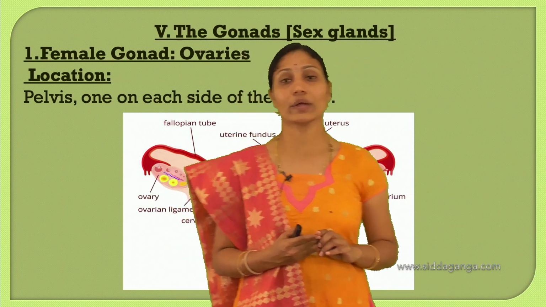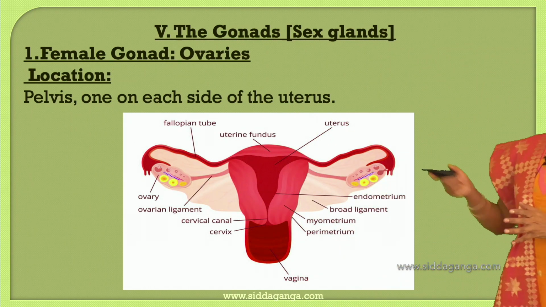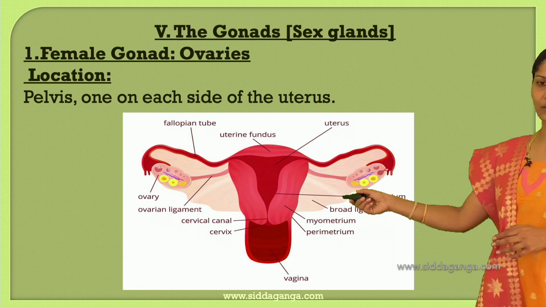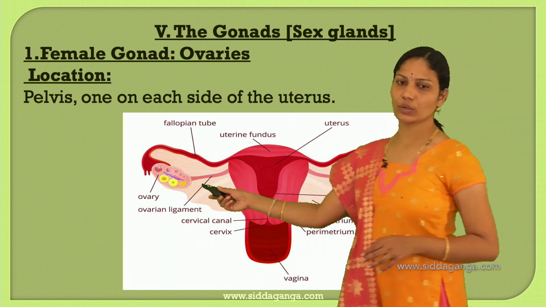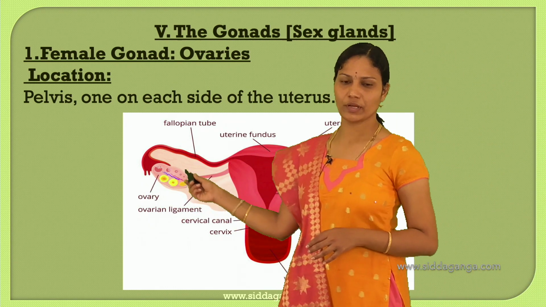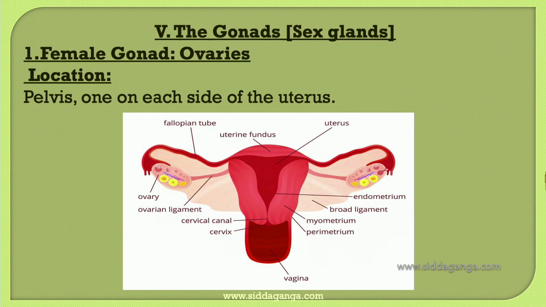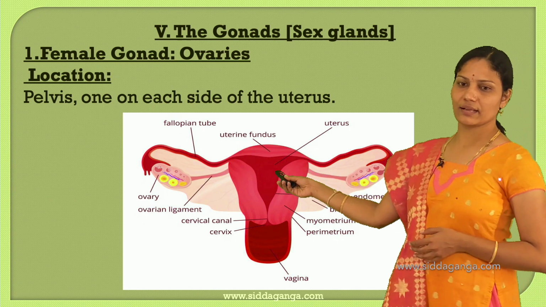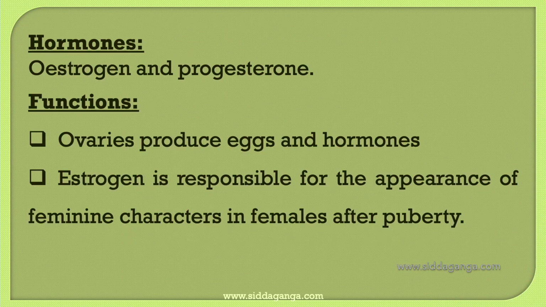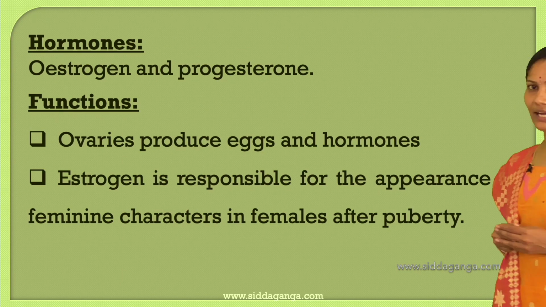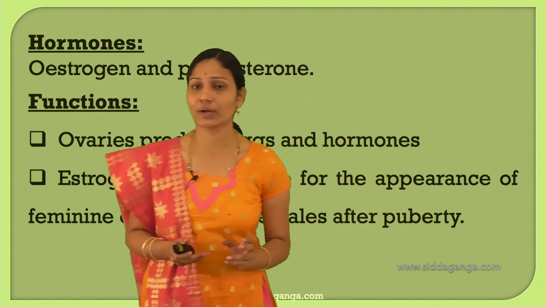Female gonad located in the pelvic region. Pair again, located one on each side of the uterus. So this is ovary, one ovary, and this is another ovary. Is this clear to you? Located in the pelvic region, one on each side of the uterus. This is the uterus and ovaries are located one on each side of the uterus. So the hormones secreted by these ovaries are estrogen and progesterone. Very important, referred to as the feminine hormones.